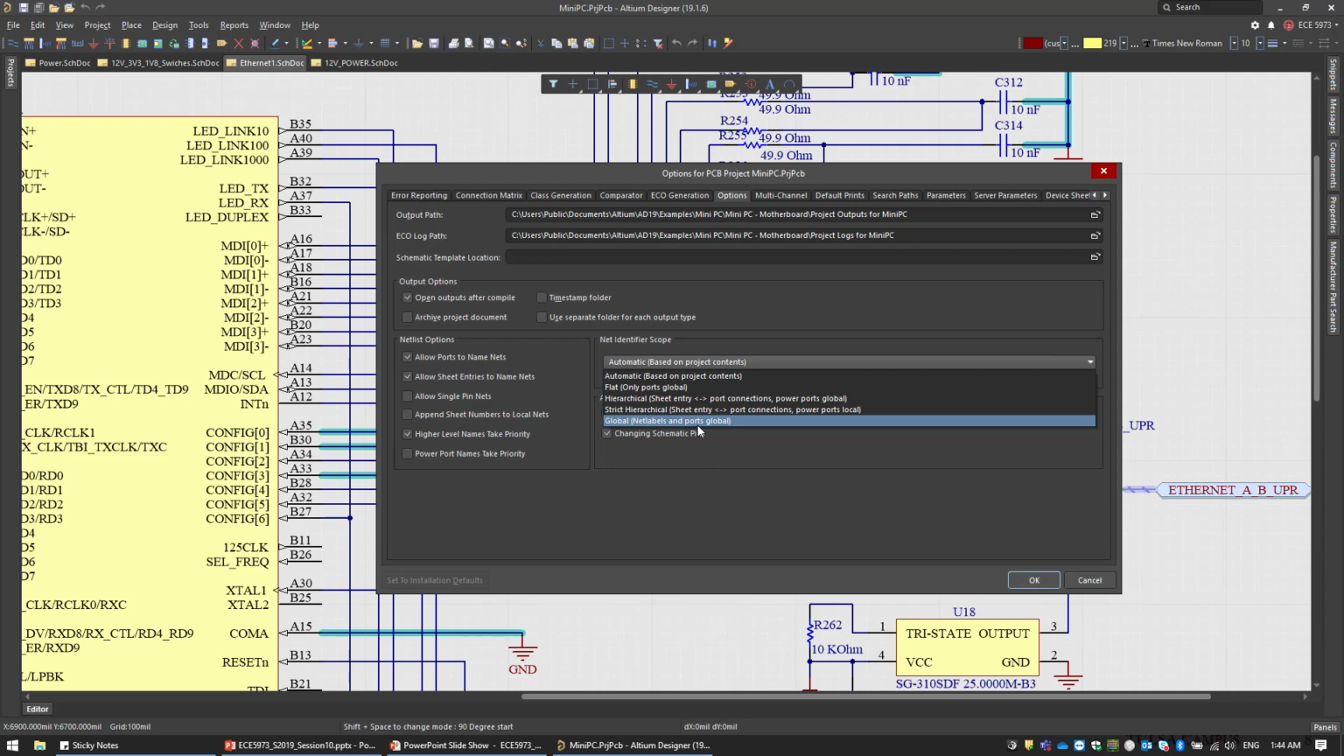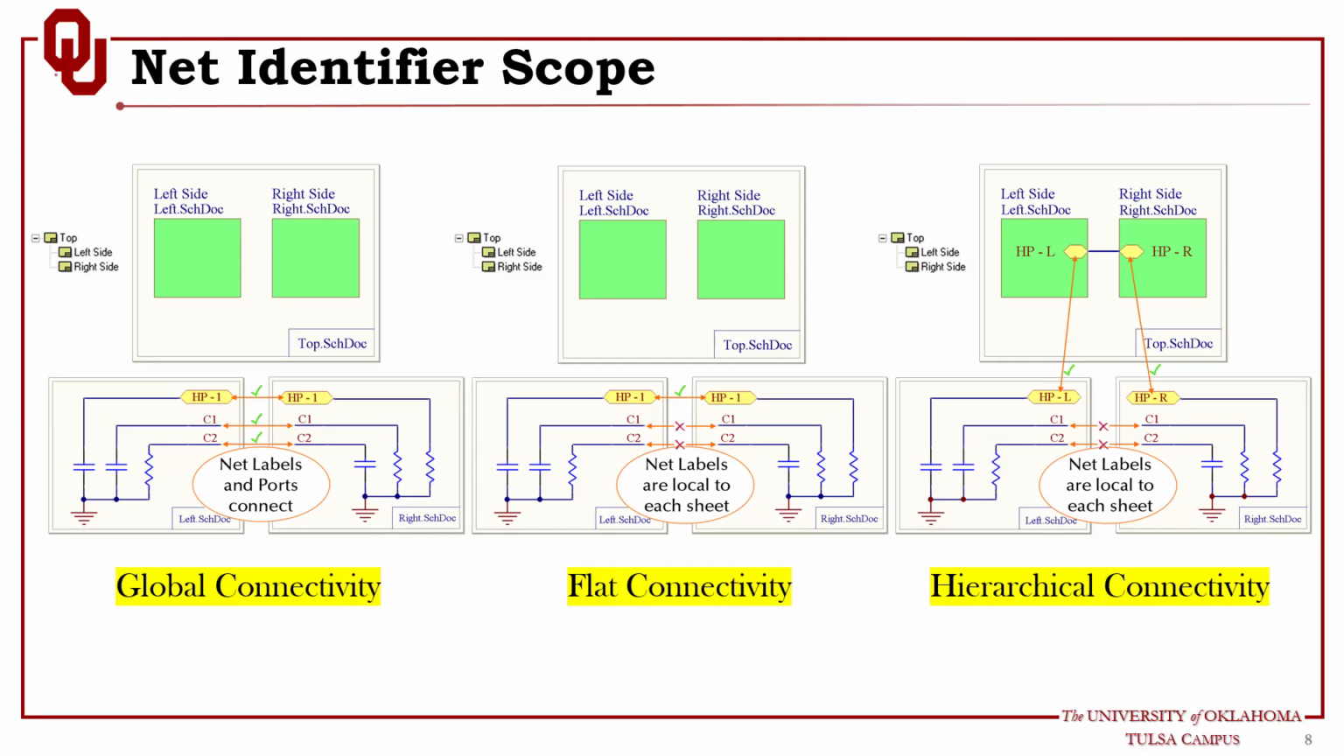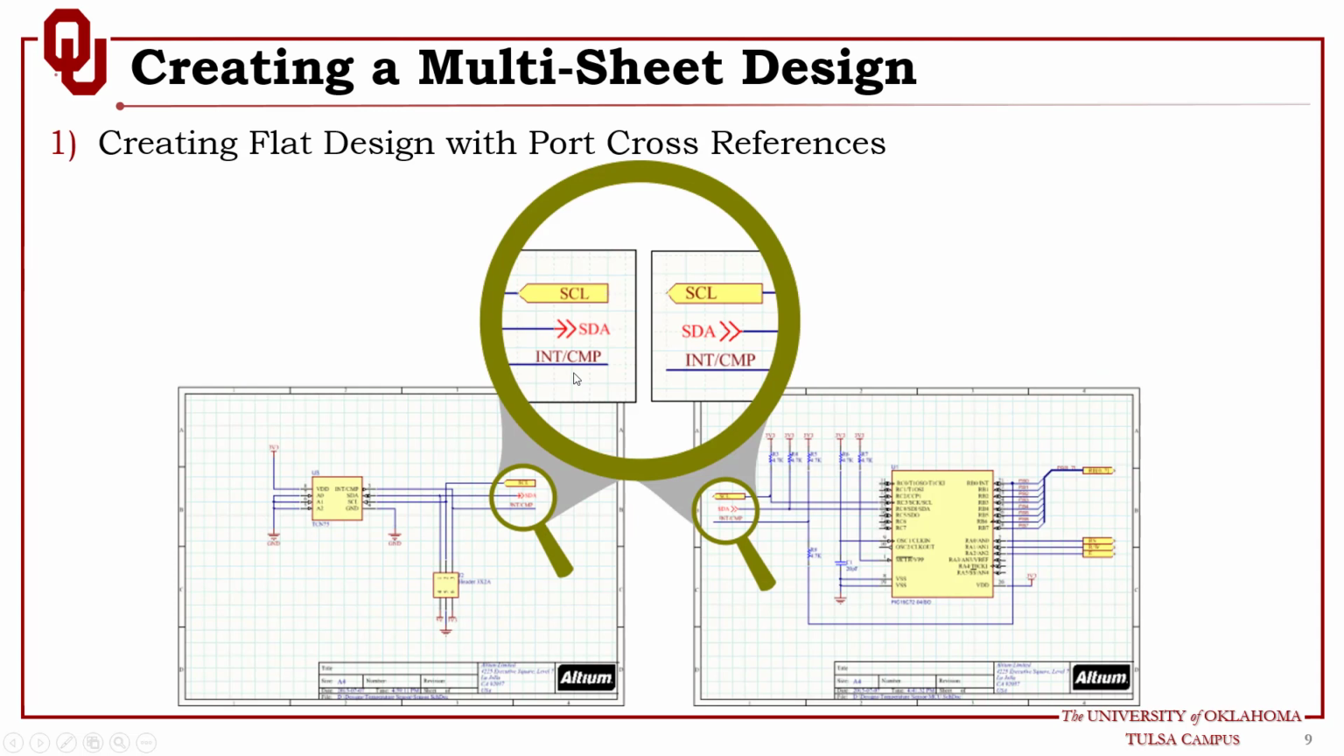So basically the automatic mode will make a decision based on three options. If there are no sheet entries and no boards, the software will automatically select the global. Now, if there are sheet entries on a top sheet, the software will automatically select the hierarchical. Now, if there are no sheet entries, but there are boards present, then the software will automatically select the flat mode, which makes all the sense. Okay, so let's go back to the slides.